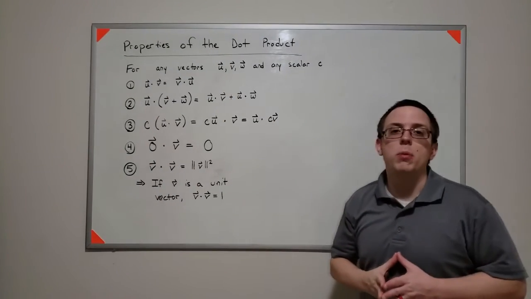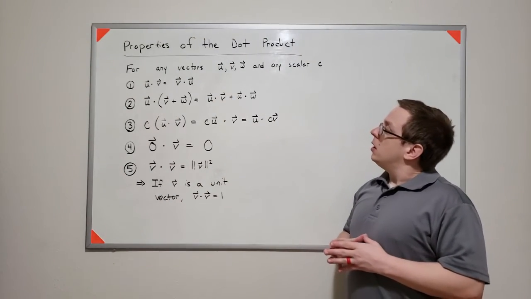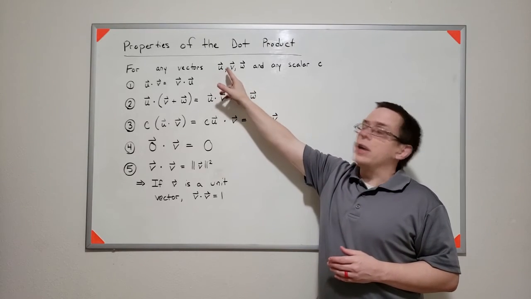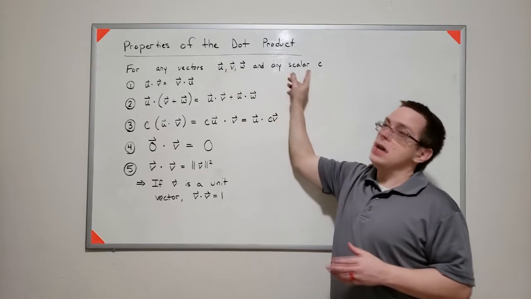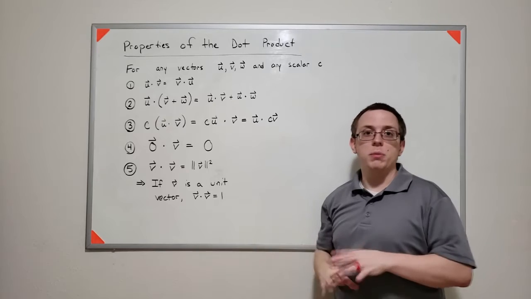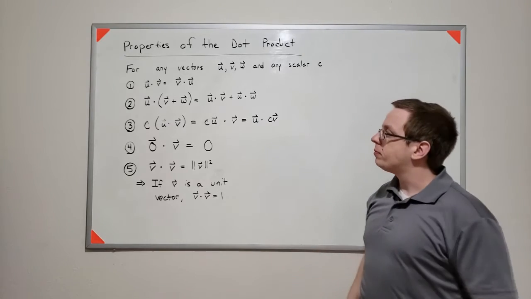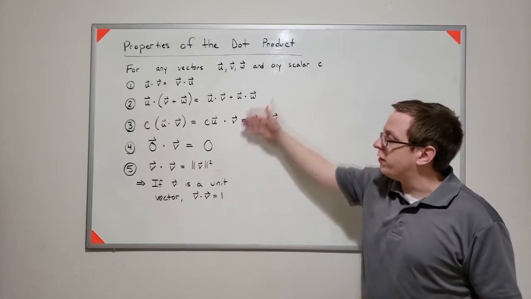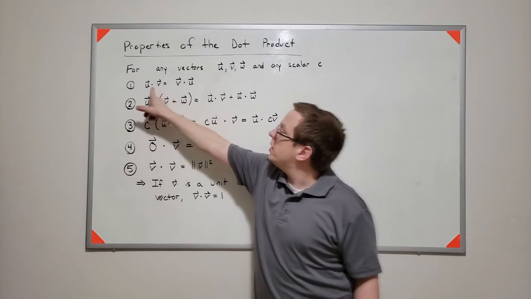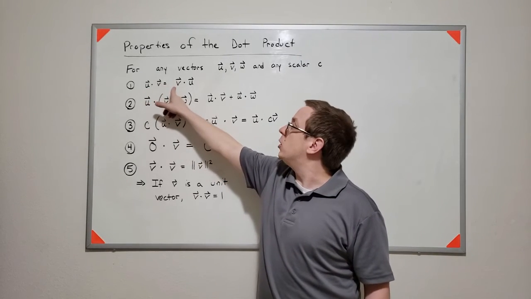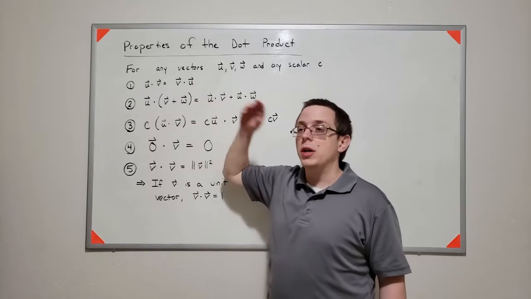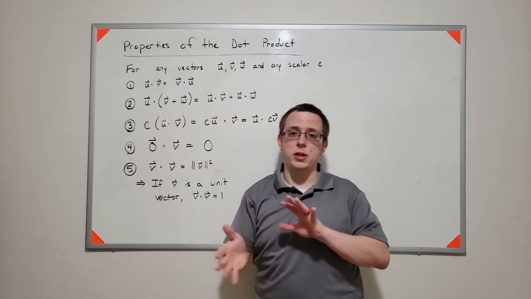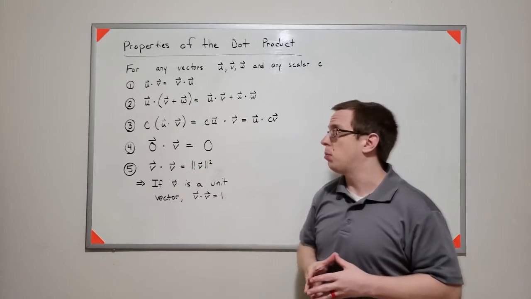So let's talk about some properties of the dot product. If we have any three vectors u, v, and w and any scalar c, that scalar can be zero, it doesn't matter, then we have the following five properties. One is that u dot v is equivalent to v dot u. So what that tells me is order doesn't matter. It doesn't matter which one you put first when taking the dot product.